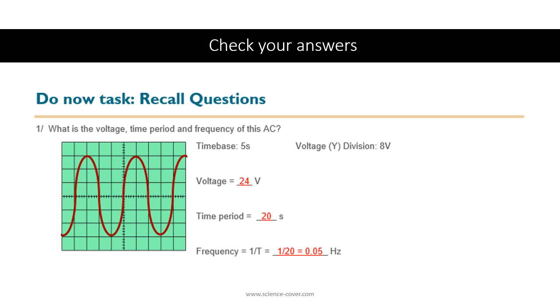The time period can be worked out by looking at the length of the wave, and one wave is 4 squares long, and each square has got a time base of 5 seconds. So that means the time period is 5 times 4, so it's 20 seconds. The frequency can be worked out by doing 1 divided by the time period. So if the time period is 20, 1 divided by 20 is 0.05 Hertz.